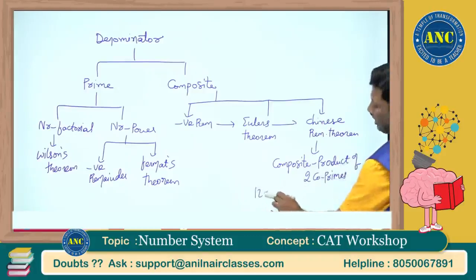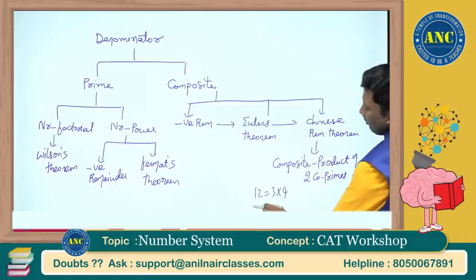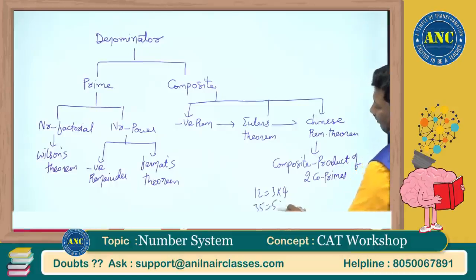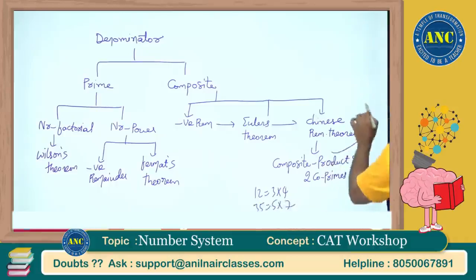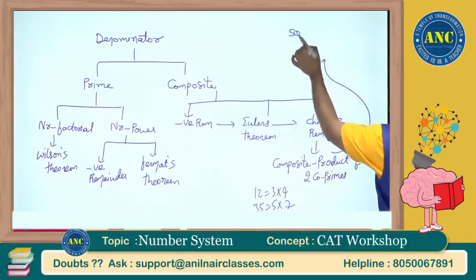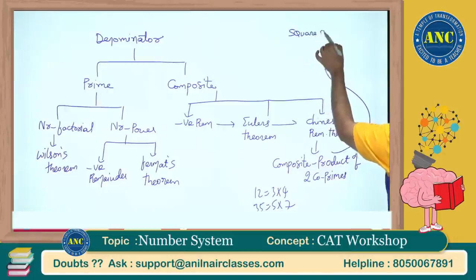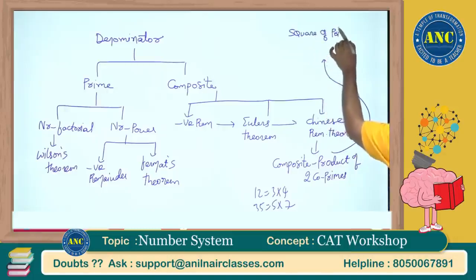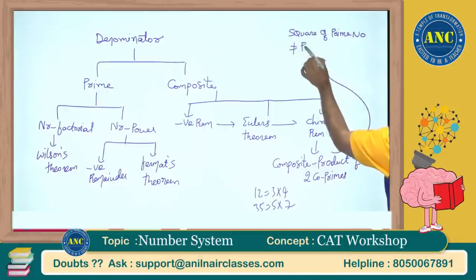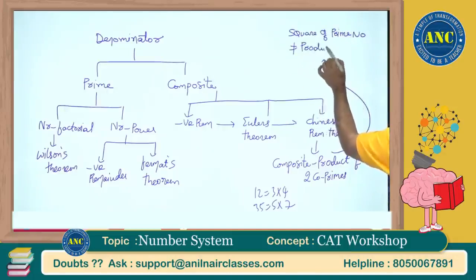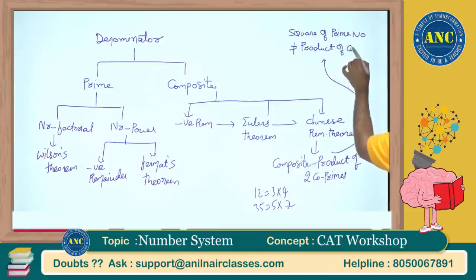12 can be written as 3 into 4. 35 can be written as 5 into 7. There is one drawback with the Chinese remainder theorem: the square of a prime number cannot be written as a product of coprimes.